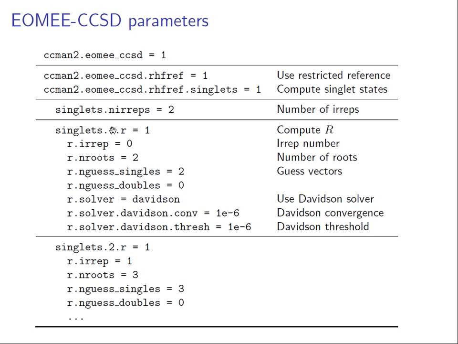well, the number here is arbitrary, so here it starts from 1, 1, 2, and so on. But the actual rep numbering in the code starts with 0, so we assign the value of rep as 0, which is the first irreducible representation, A prime. The number of roots is 2, so remember we asked for 2 states in the A prime rep. And then additional parameters are how many guess vectors we want, and what kind of solver. Right now we only have Davidson, but potentially we could have other solvers, and then some convergence criteria. Remember we modified this one, so this convergence criterion is 10 to the minus 6.